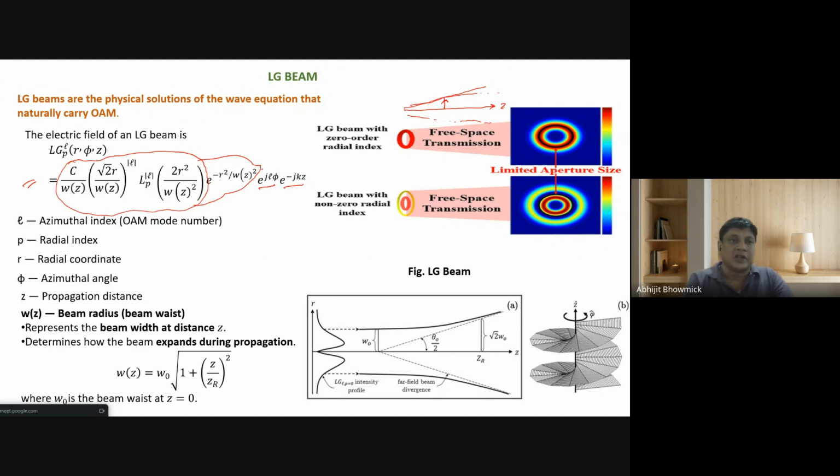In this equation, l is the azimuthal mode index. p is the radial index number. I'll tell you about p. That is the p shown here. p is the radial index number.